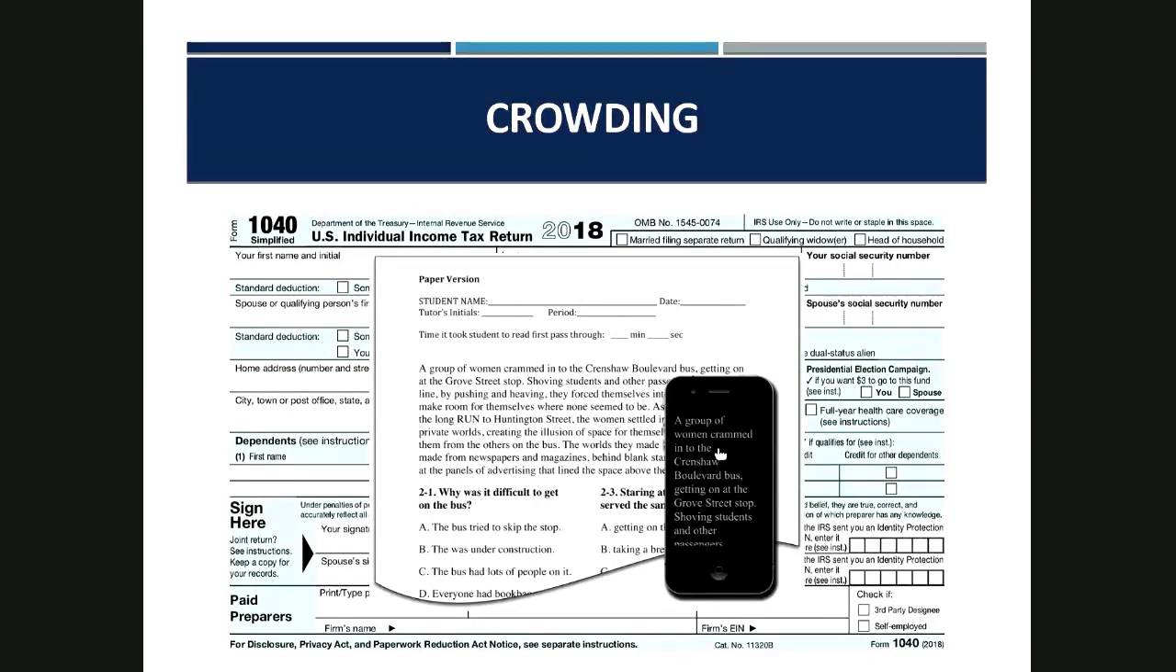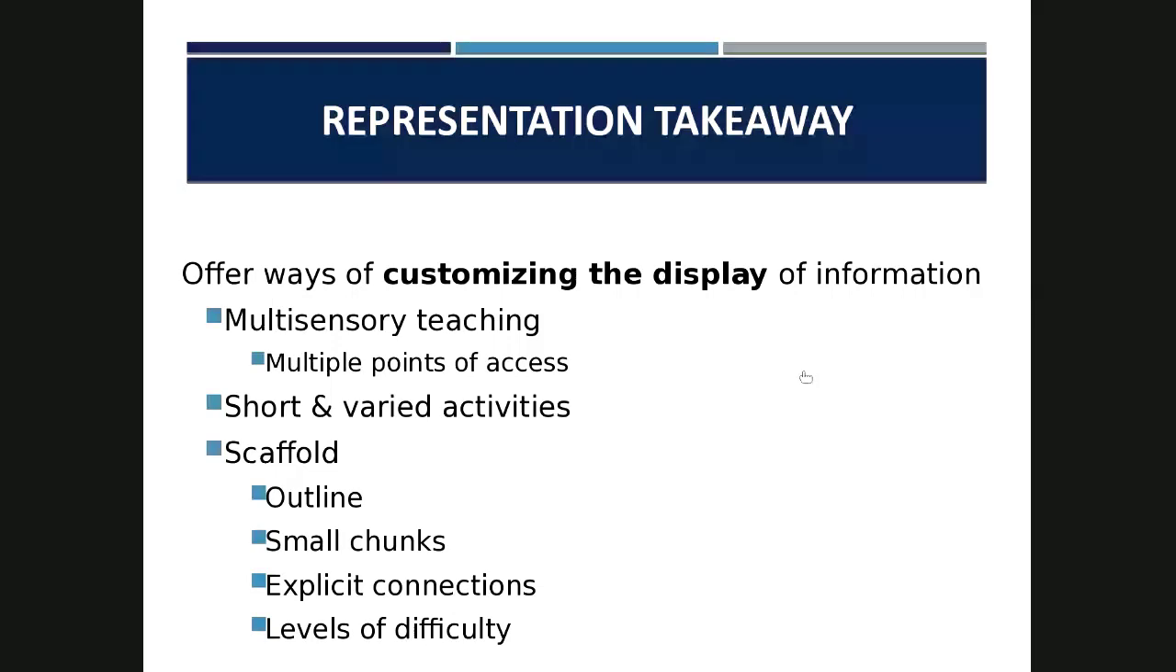Because what happens is their eyes naturally flitter back and forth between different columns, and then they get distracted and they'll get the answer wrong. So designing our assignments with Universal Design for Learning is going to help. This is all about customizing the display of information and how we can scaffold things for students so that they can understand it.